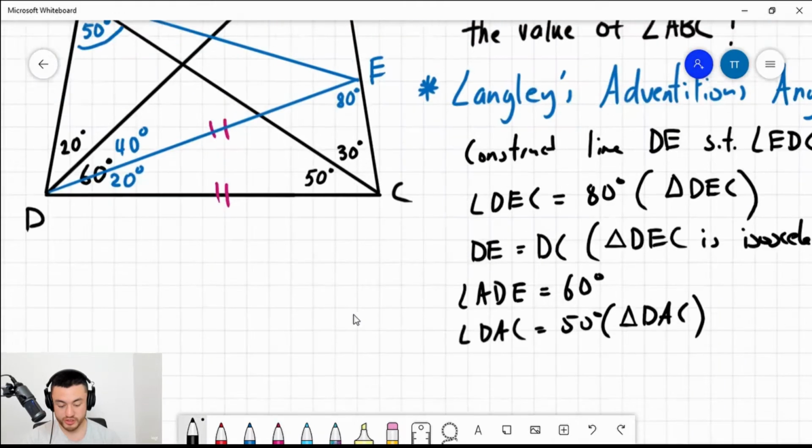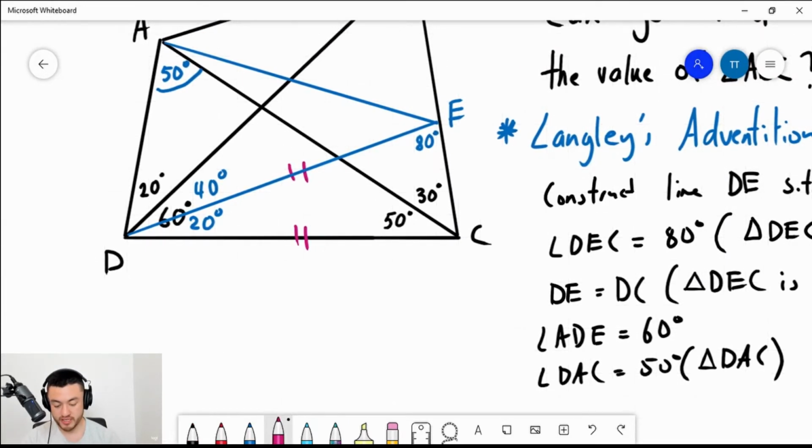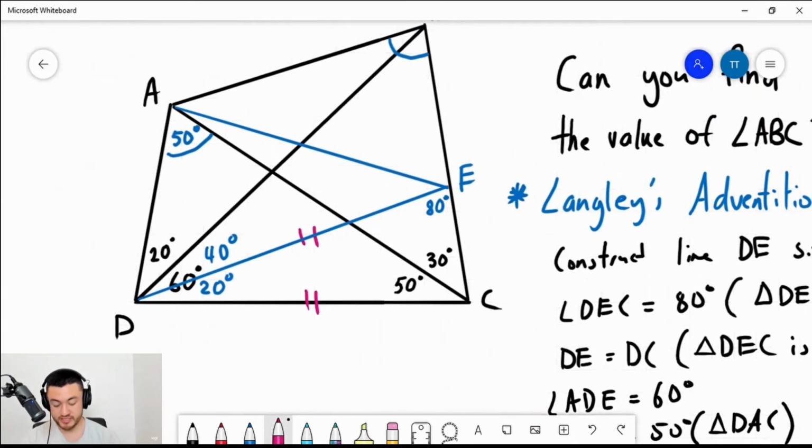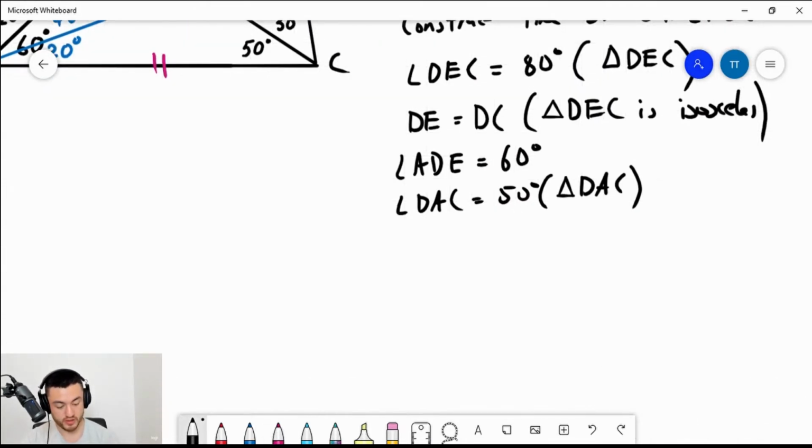All right, so again, we should notice that we have two equal base angles, 50 degrees and 50 degrees. So that means triangle DAC must also be isosceles. And I'm going to use the same marking because that means AD is the same as DC, which is also the same as DE from earlier on. So let's make a note of that. So now we have side AD is equal to side DC. So triangle DAC is isosceles.